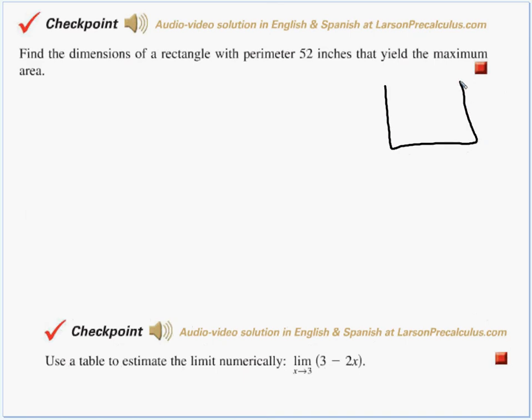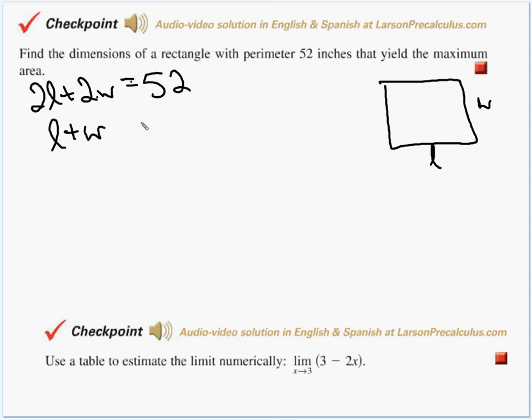Okay, just like the first one, we got our length and our width. So our perimeter formula is going to be 2L's plus 2W's equals 52. Divide by 2. Length plus width equals 26. So let's get the L alone. That's how I did it in my notes. L equals 26 minus W.